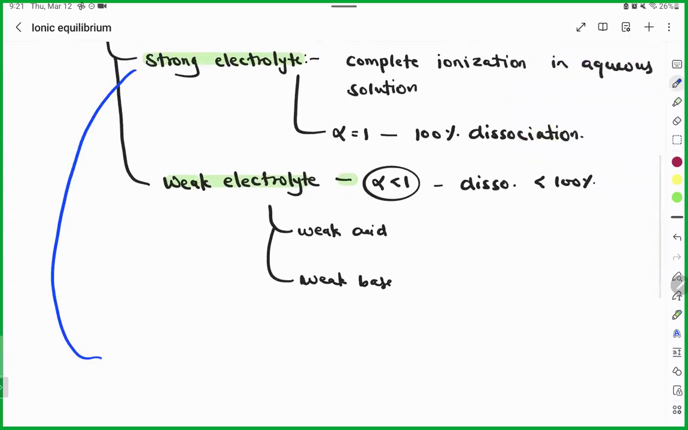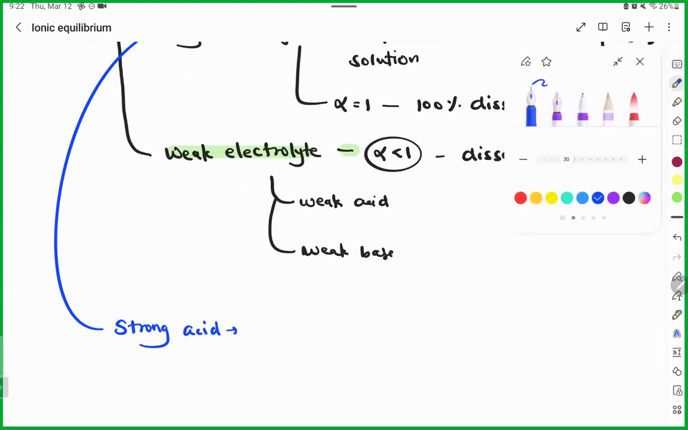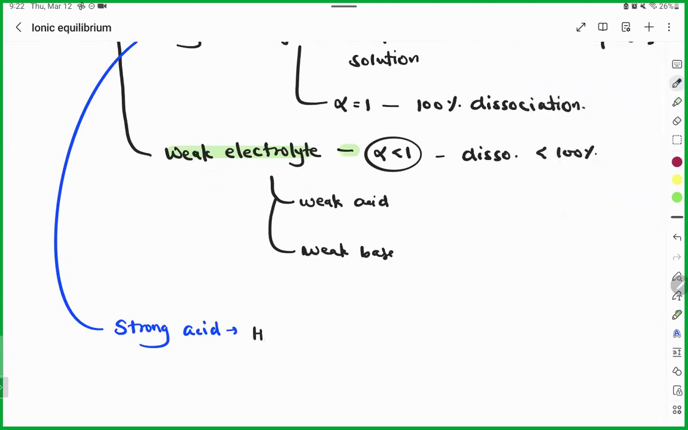So in the case of a strong electrolyte, in the same way you have strong acid and strong base. I need to write examples of this. So an example of a strong acid is H2SO4, because it easily breaks down into ions. You have HCl, strong acid. You have nitric acid, strong acid. You have HClO4, strong acid. You have HBr, strong acid. HI. Why am I not writing HF? Breakdown is difficult.